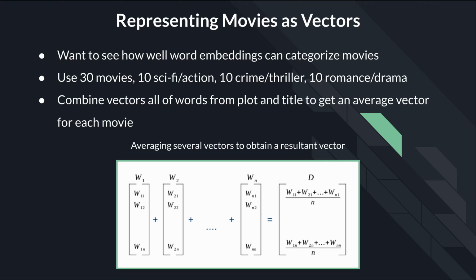Each movie was then represented as a single vector by combining the embeddings of all the words in its title and plot description. This was simply done by averaging the vectors for each word, which produced a compact representation that captures the overall meaning of a movie's title and plot, all in one vector. The image here shows just how simple averaging the vectors really is, since it only involves adding up the corresponding components from each vector and dividing by the amount of vectors present.